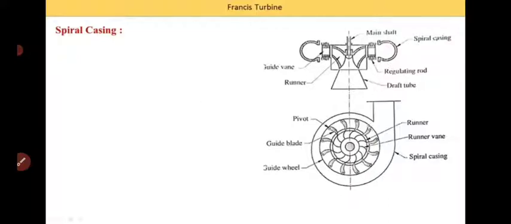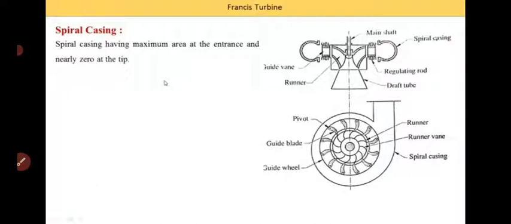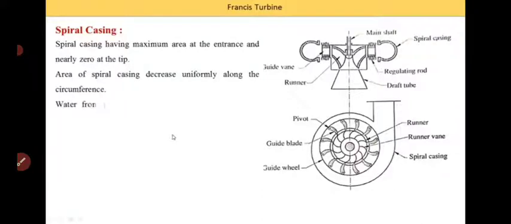Spiral means the casing has a maximum area at the inlet. This part is known as the inlet of the casing, and this is the outlet. So it is a gradually decreasing area. Here is the maximum area, and as we go further, its area or volume continuously reduces. That is known as the spiral casing. The spiral casing has a maximum area at the entrance and nearly zero at the tip. The area of the spiral casing decreases uniformly along the circumference. As we move ahead, the area of the casing is reduced. The water from the penstock through the guide vanes is uniformly distributed over the runner vanes.